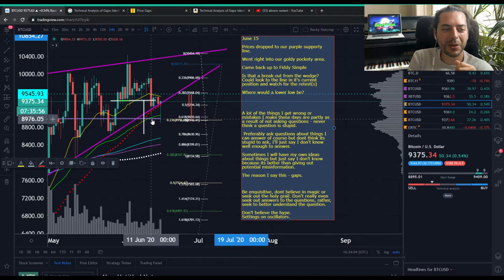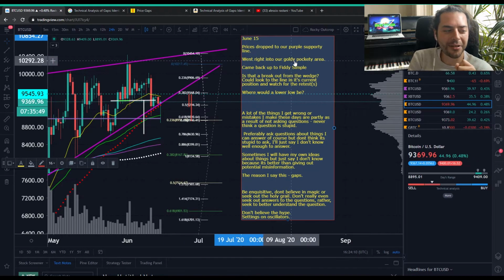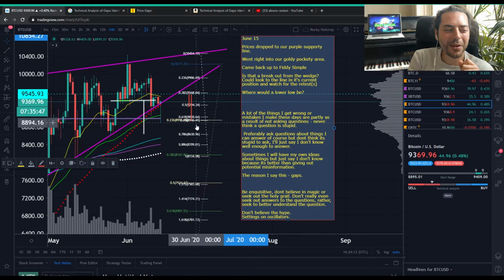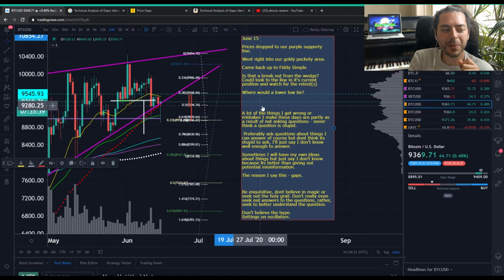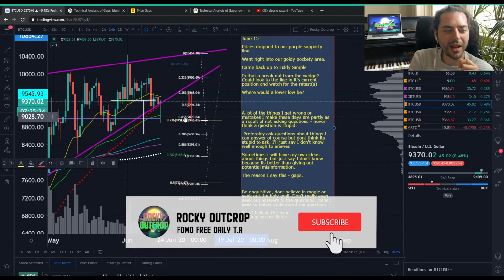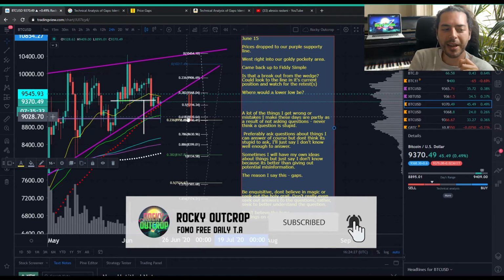Okay, prices dropped to our purple supporty line. Now, what supporty line am I talking about? I'm talking about this one, horizontal it goes. That means lefty to righty. And where did we come in at here with the price action? Well, that was right into our goldy pockety area, which is right in here, where you have the 0.618 Fibonacci retracement, the 0.236, and of course the 0.65 area just in here where the wick went down to.